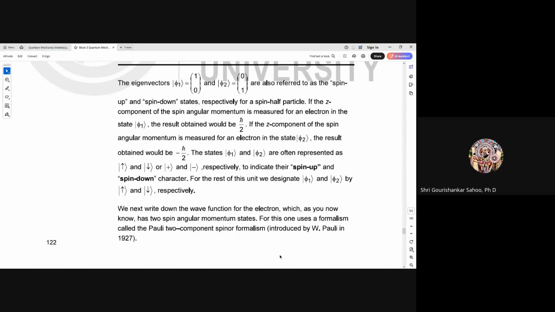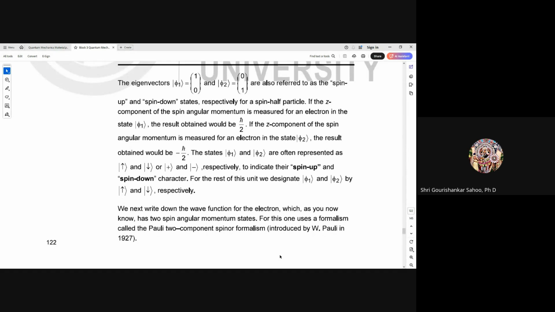If the z component of the spin angular momentum is measured for an electron in the state phi 1, the result obtained would be plus h cross by 2. And if the z component of spin angular momentum is measured for an electron in state phi 2, the result obtained would be minus h cross by 2. And plus h cross by 2 and minus h cross by 2 represent the two results.